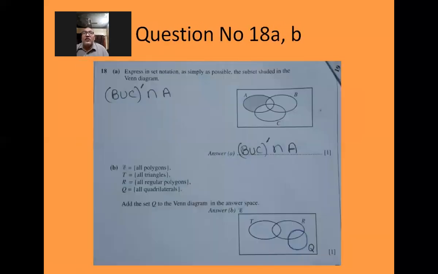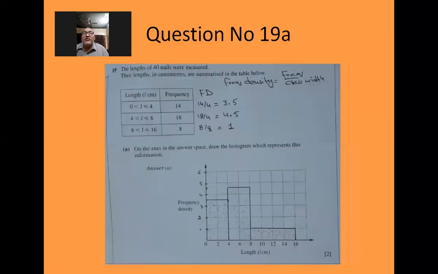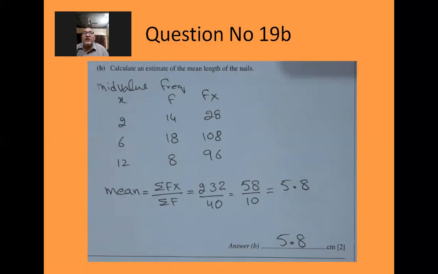Let me show you. Okay. Here you can see I have written the mid values 2, 6, and 12, and I have written their frequency, that is 14, 18, and 8. Then I have multiplied the frequency and the x value, the mid value, with each other, and you find the f of x. So 2 into 14 will be 28, 6 into 18 will be 108, and 12 into 8 will be 96.